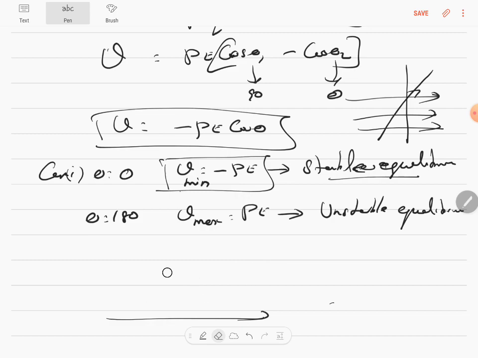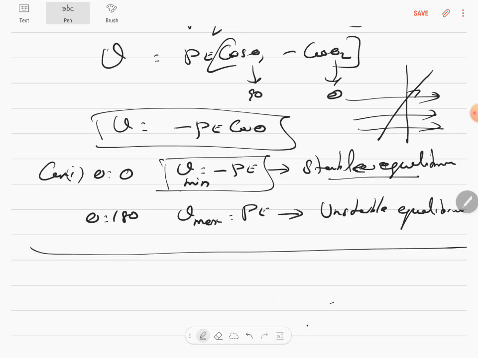But unstable is when you disturb it, it will not come back to its equilibrium position. That's what it means. Just one small note on it. Okay, so this completes the stable and unstable equilibrium part, which is a very, very important question.